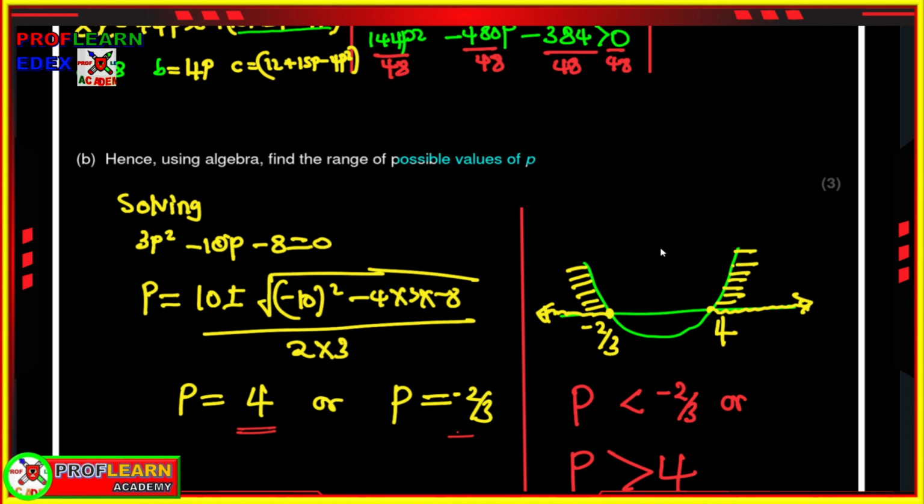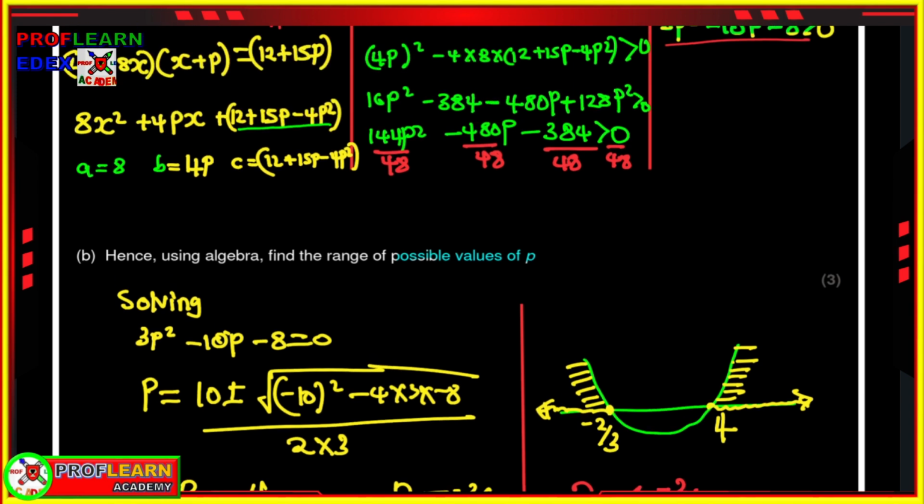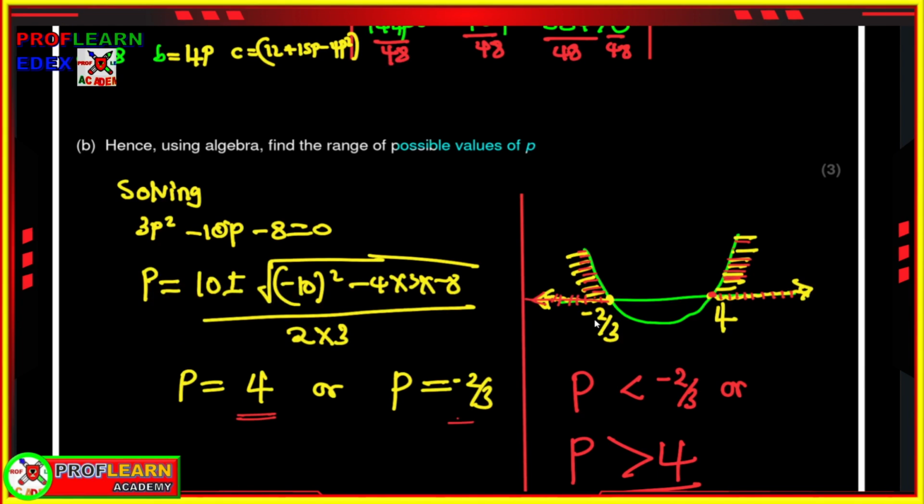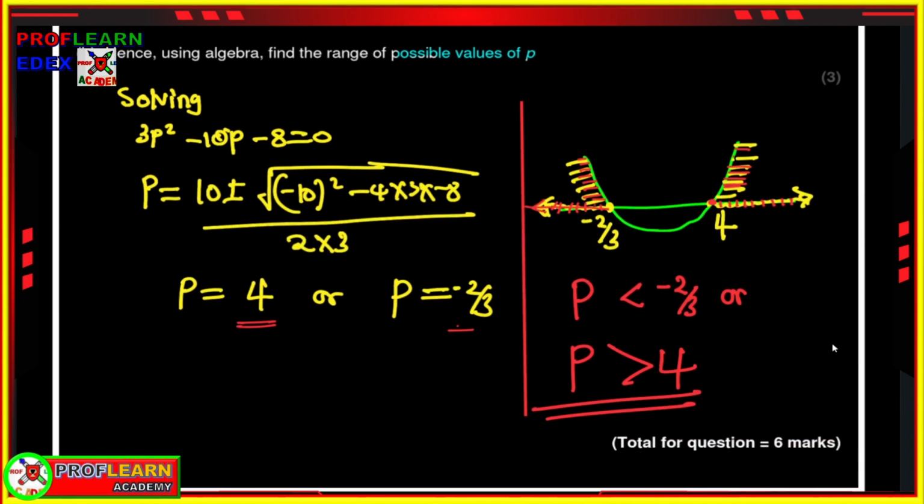And remember, we are talking of the quadratic greater than 0. If it's greater than 0, it means we want the part of the curve on the upper side. So the values of p that satisfy this are on these sections. So it's when p is less than -2/3 or p greater than 4, and that becomes the range of values of p.